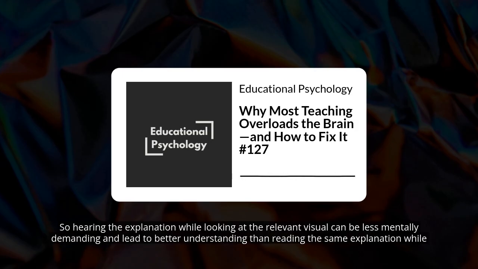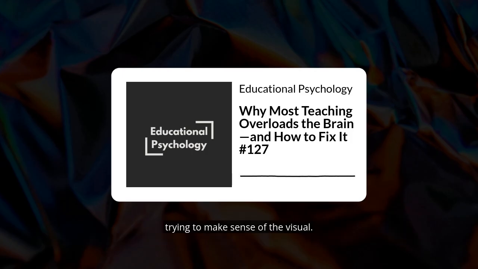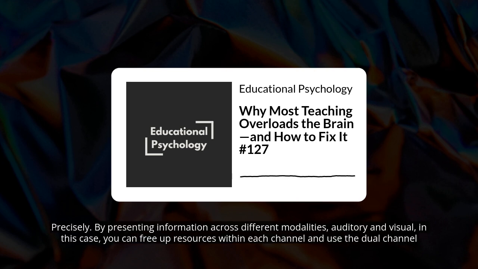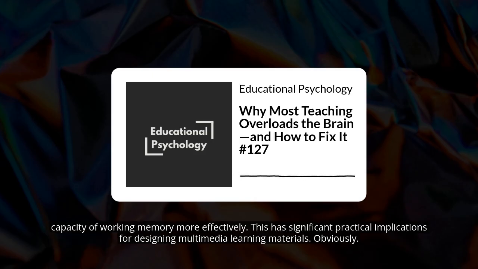So, hearing the explanation while looking at the relevant visual can be less mentally demanding and lead to better understanding than reading the same explanation while trying to make sense of the visual. Precisely. By presenting information across different modalities, auditory and visual in this case, you can free up resources within each channel and use the dual channel capacity of working memory more effectively. This has significant practical implications for designing multimedia learning materials, obviously.